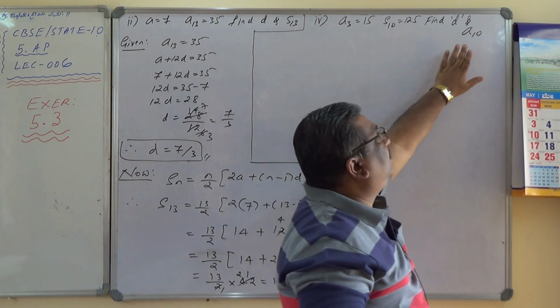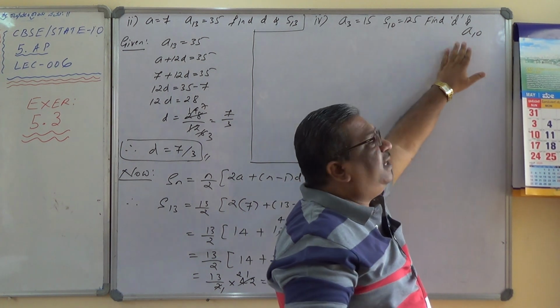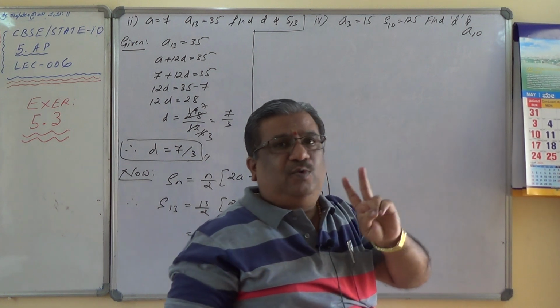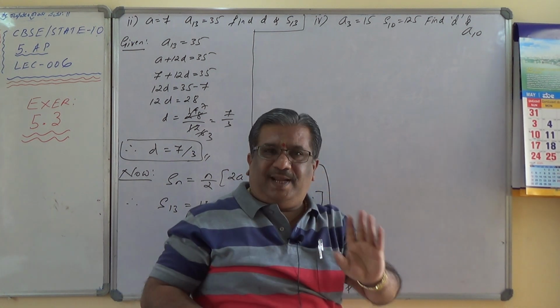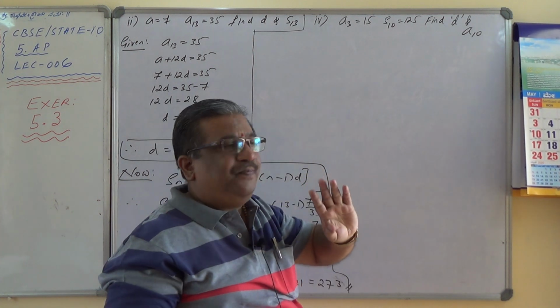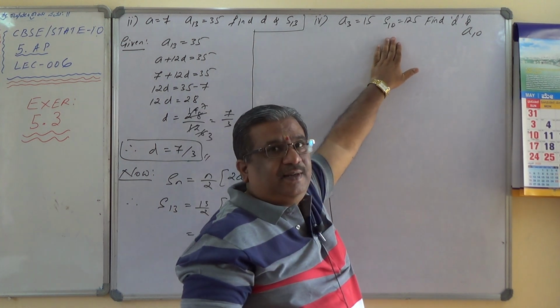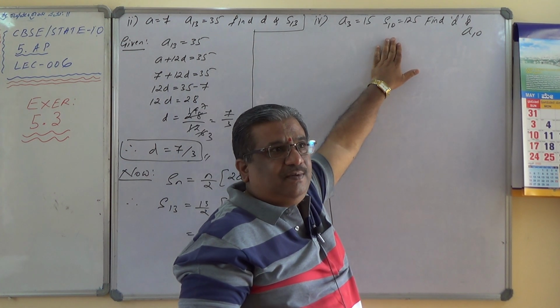In order to find the 10th term, I must know A and D. Both A and D are not known, which means there are 2 unknowns. So I should have 2 equations, 2 unknowns, 2 equations. One equation is A3 and another equation is S10. Yes, I have got 2 equations. We'll solve this. Fine.